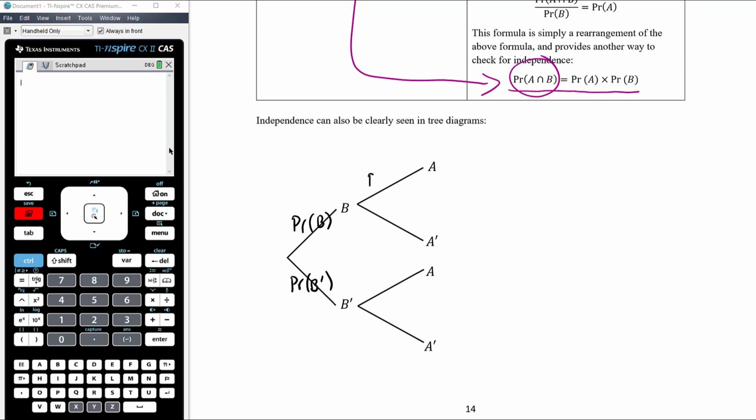This would usually be the probability of A given that B has happened. This would be the probability that A doesn't happen given that B happened. This would be the probability that A happens given that B didn't happen. And this would be the probability that A doesn't happen given that B didn't happen.